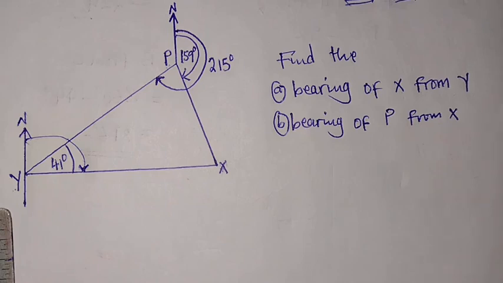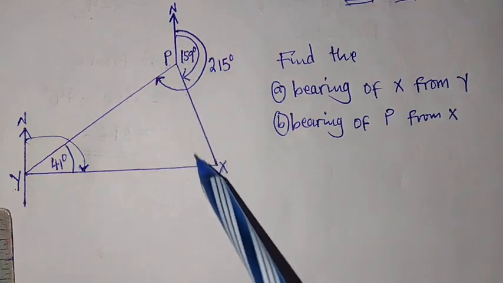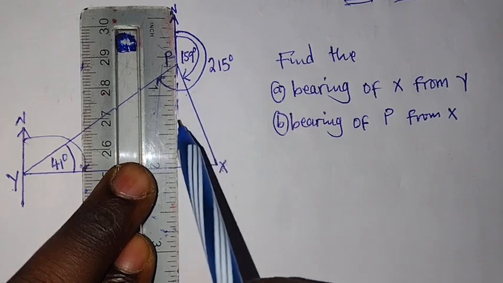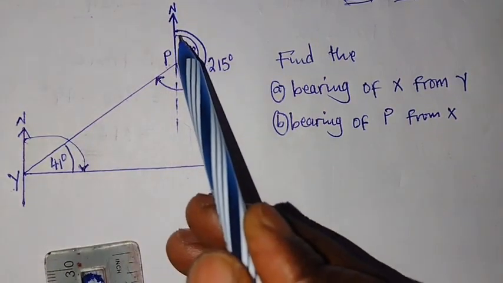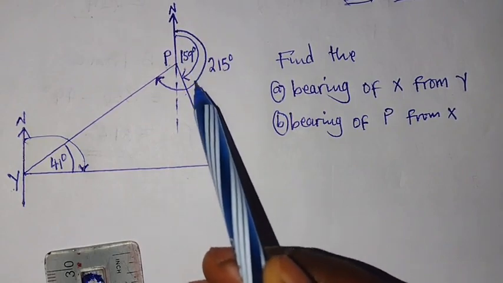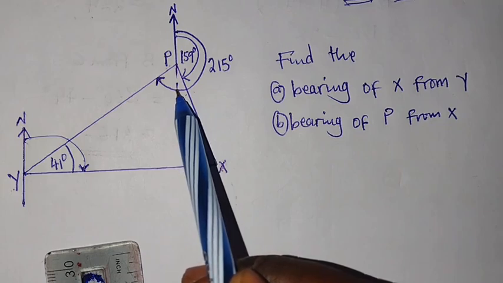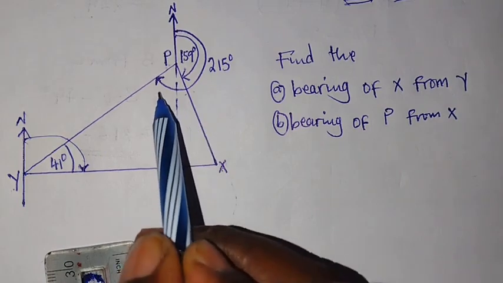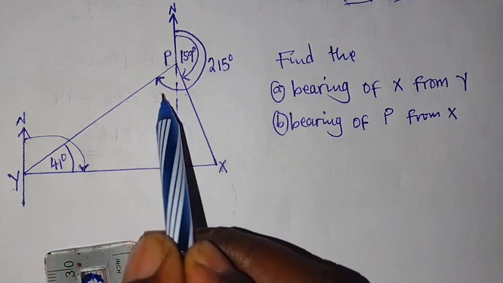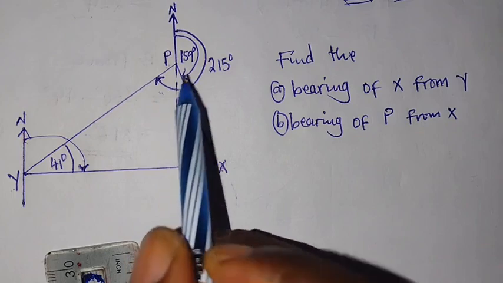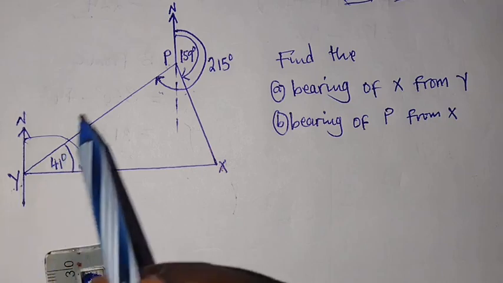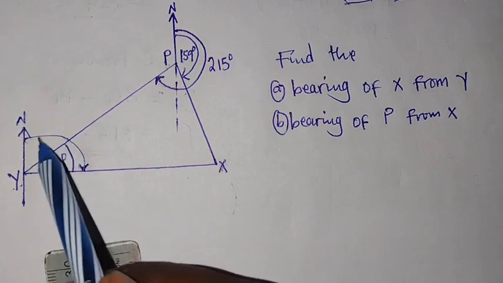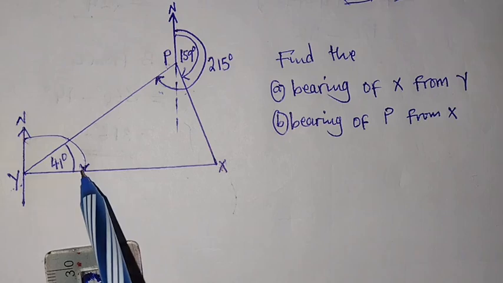To find this bearing, we'll go back to the bearings that we have been given. Let me extend this north, which is right here. From this point up to this point, we have a straight angle, which gives us 180. To find the bearing, we use the principle of alternate angles, because we have a north here and another north here. The angle which is right here will be alternate to the angle which is here. Once we find the angle here, then we can find this entire bearing.